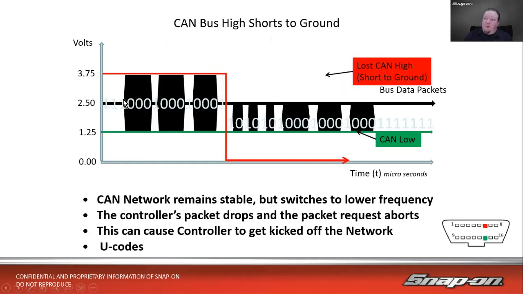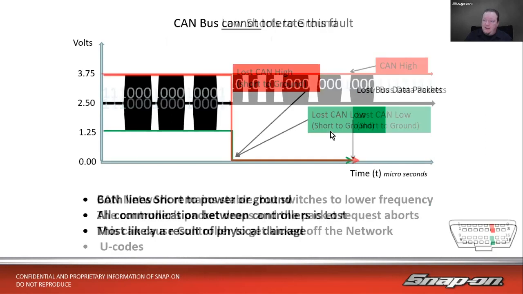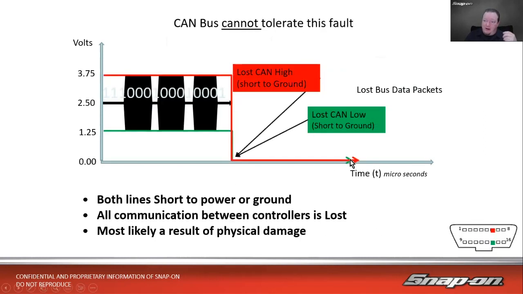If it shorts to ground on one side, you can see we got the high side shorted to ground. It's still going to communicate, but at a lower frequency. Same thing with the low side. If the low side does, it switches to a lower frequency. And then if both sides are shorted to ground, it's usually no communication at all.